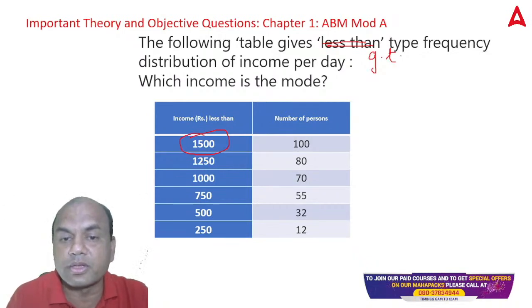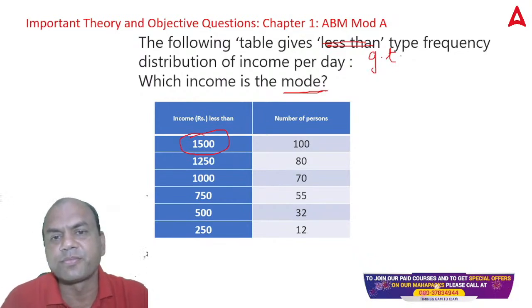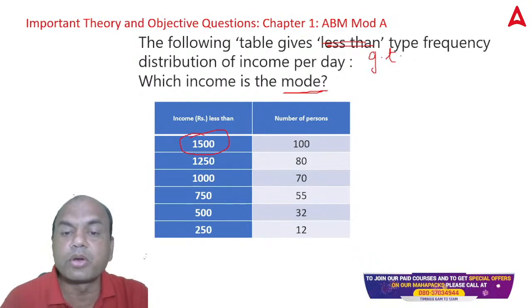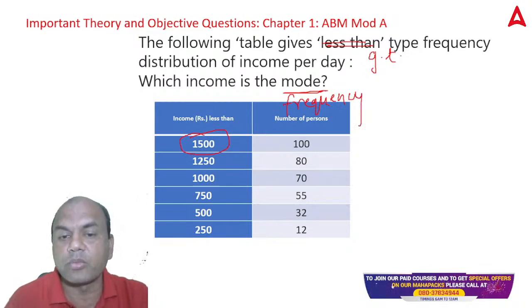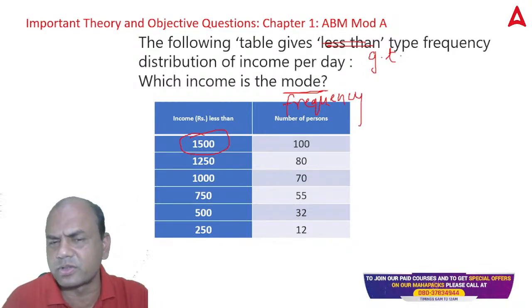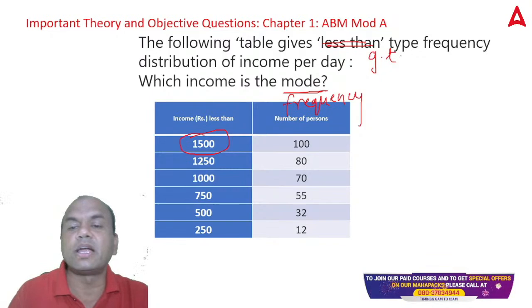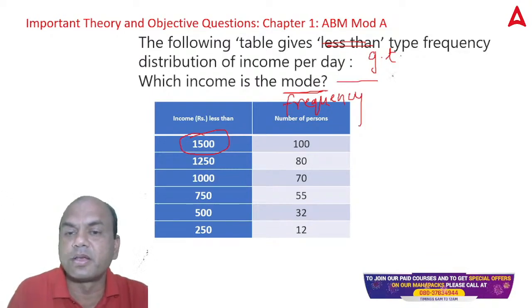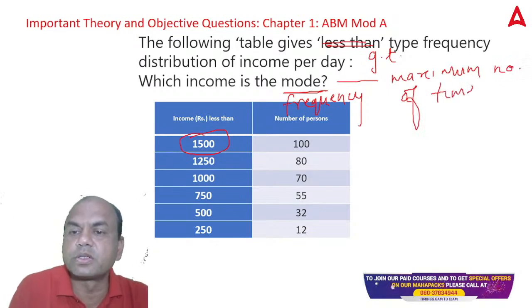What is the income mode? Now the question is different. Let it be less than or greater than, it hardly matters. The question over here is what is the mode? Firstly understand the meaning of mode. Here this is known as frequency. How many persons are having income of 1500? How many persons are having income of 1250 and so on? What is the mode? Mode means that number which occurs maximum number of times. This is known as a mode.